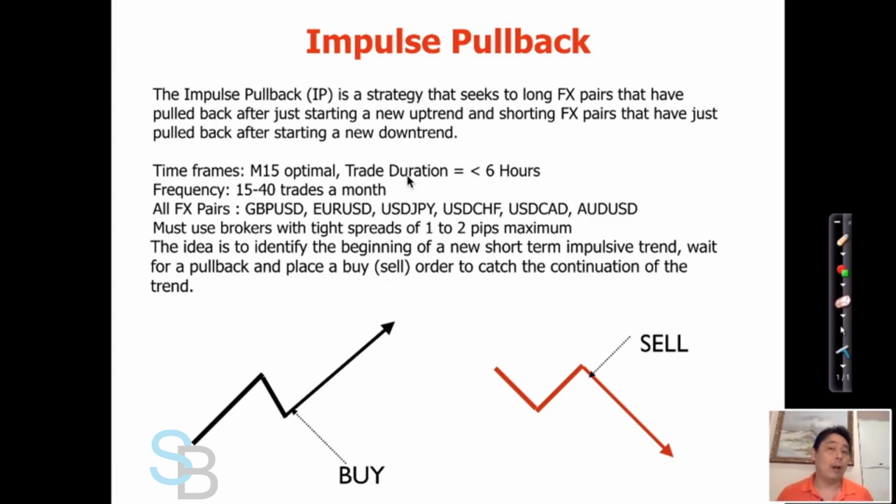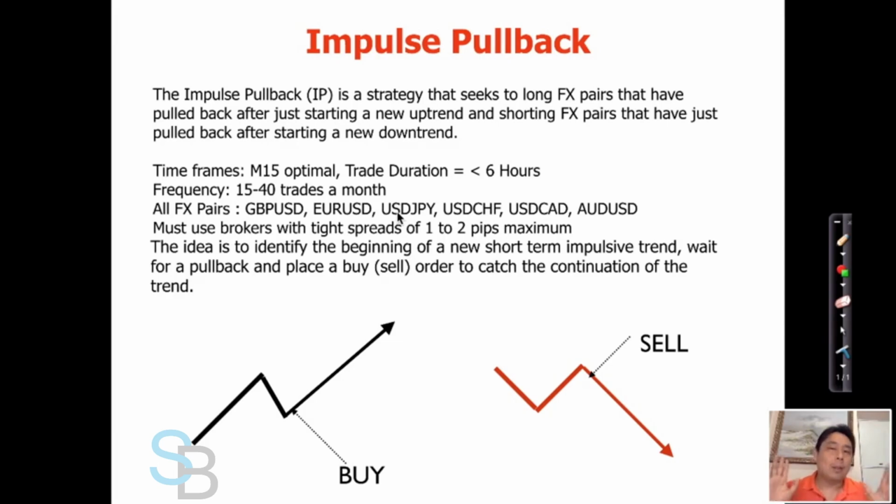So it's a day trading strategy, but most of the time, you will be able to exit your position in less than 6 hours. You expect to find anywhere from 15 to 40 trades a month, and it works on all FX pairs. So pound dollar, euro dollar, dollar yen, dollar franc, Aussie dollar, dollar CAD, and so on.